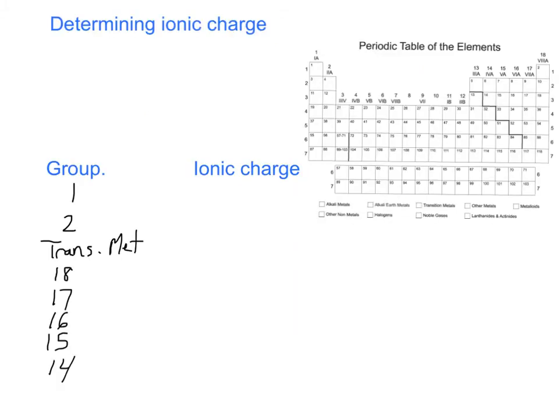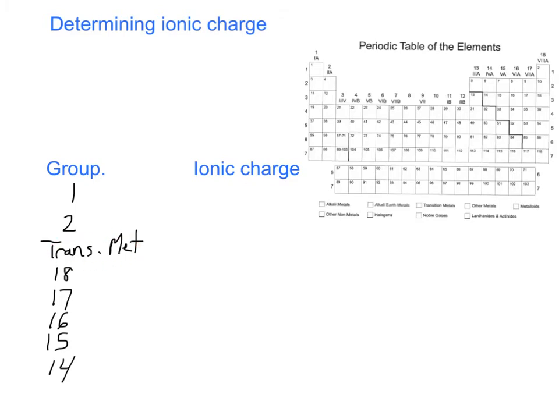Once again, the periodic table becomes a huge help in figuring things out in this class. We have different groups listed below: 1, 2, transition metals, 18, 17, 16, 15, and 14. These are the main ions that we're going to be looking at. These are ones that you can always know their charge just by looking at where they are on the periodic table. That's correct, yeah. The transition metals are a little foggy, but we'll address that.